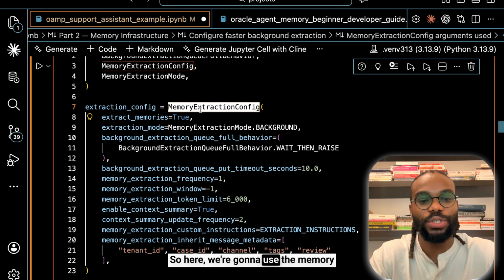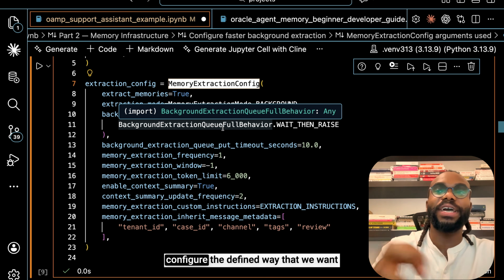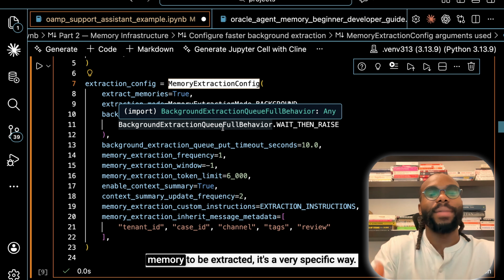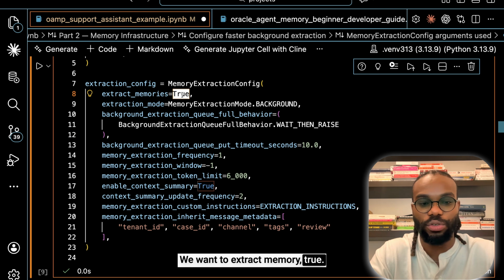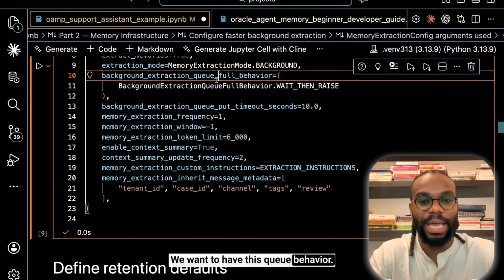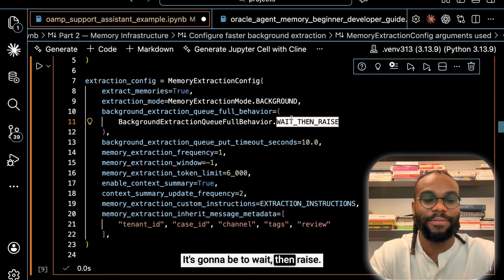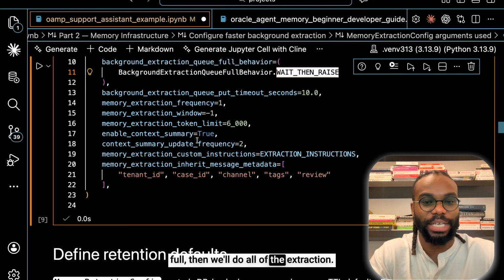So here we're going to use the memory extraction configuration class to configure the defined way that we want memory to be extracted. It's a very specific way. We want to extract memory, true. The extraction mode is going to happen in the background. We want to have this queue behavior. It's going to be wait, then raise. So we're going to wait for the queue to get full, then we'll do all of the extraction.